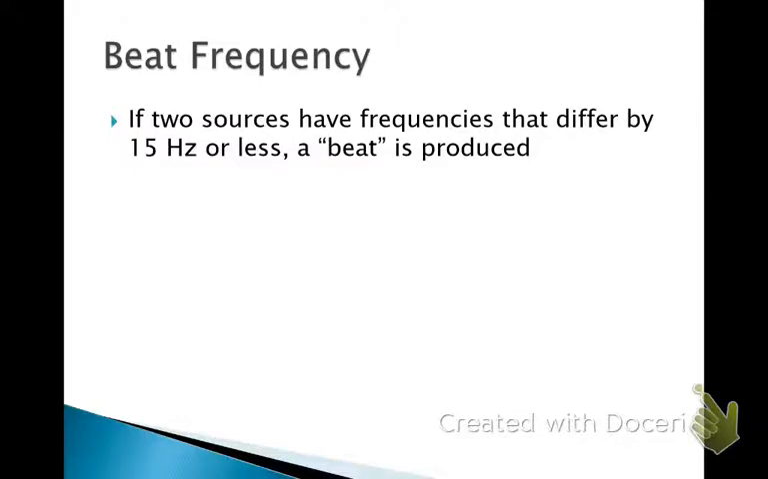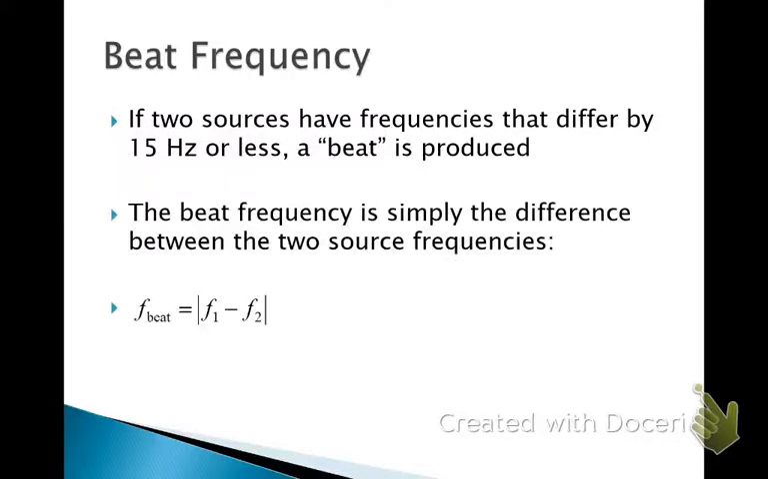Alright folks, let's wrap this sound unit up. First and foremost, about beat frequencies. If you've got a couple of sources that differ by 15 hertz or less, then a beat is produced. Now, by 15 hertz or less, it's basically just what the human ear can perceive. The beat frequency will actually be the difference between those two sources, and it's an absolute value. You're not going to get a negative beat frequency.